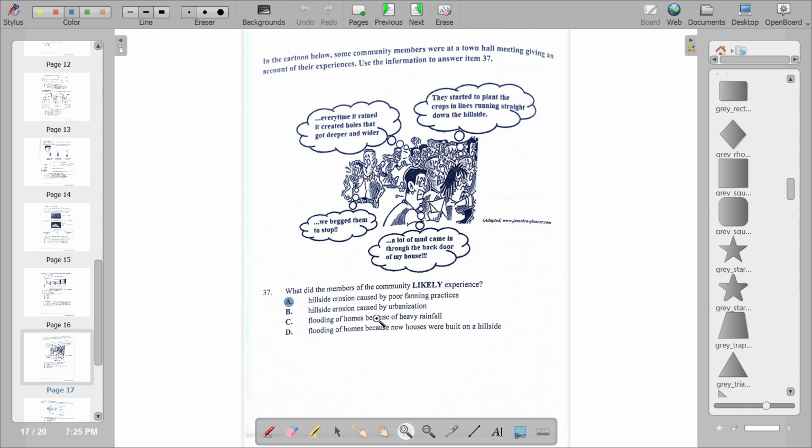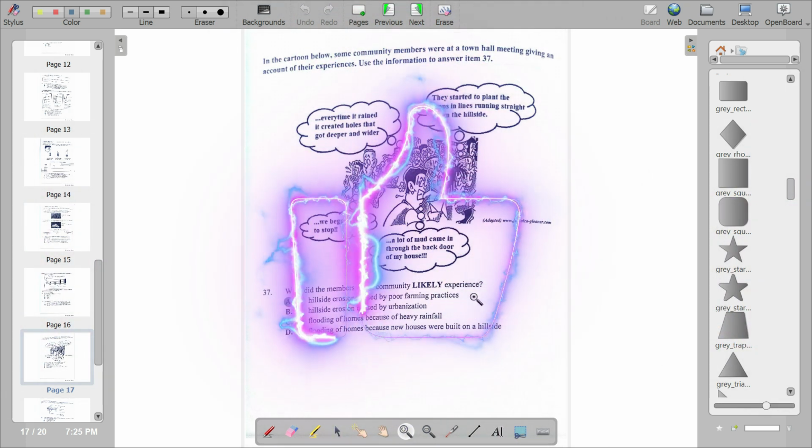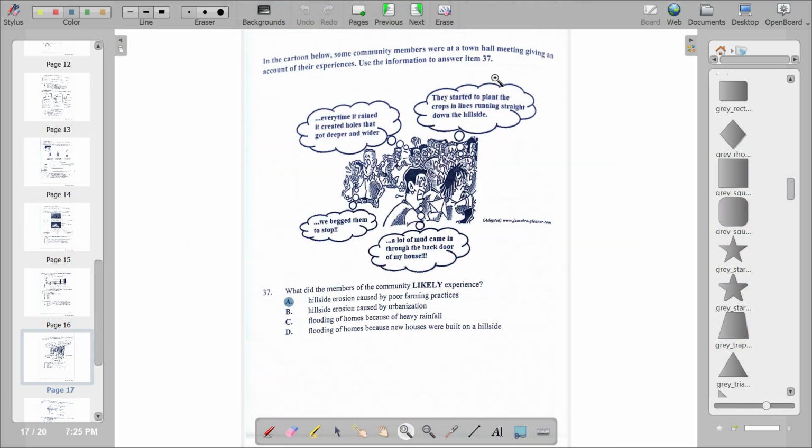So I chose hillside erosion caused by poor farming practices because of what I heard here. Because if you're going to farm on a hillside, you should especially do contouring and not plant straight down the hill like that. Hillside erosion caused by urbanization? I don't think so. Flooding of homes because of heavy rainfall? Yes, it's heavy rainfall, but based on the fact that it says they started to plant crops running straight down the hill, I think this contributed to it. And D, flooding of homes because new houses were built on the hillside? I don't think so. I think it's the planting. So I chose A.